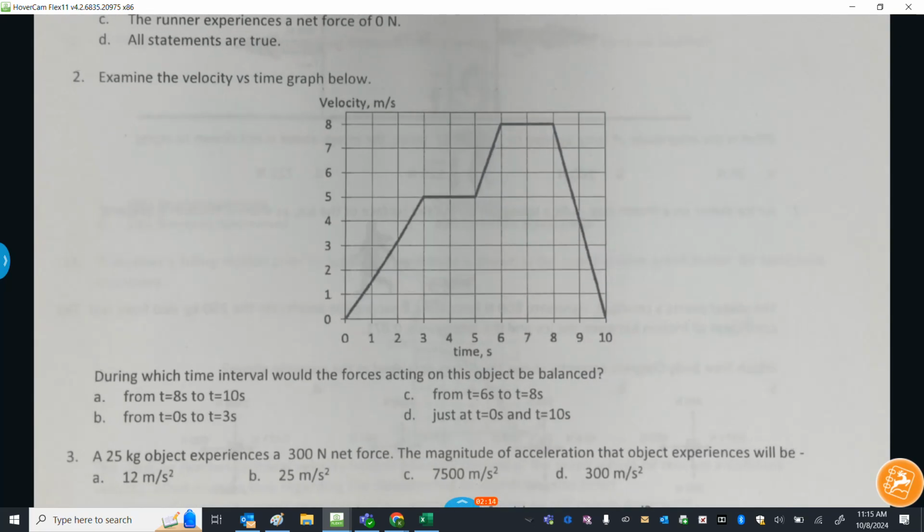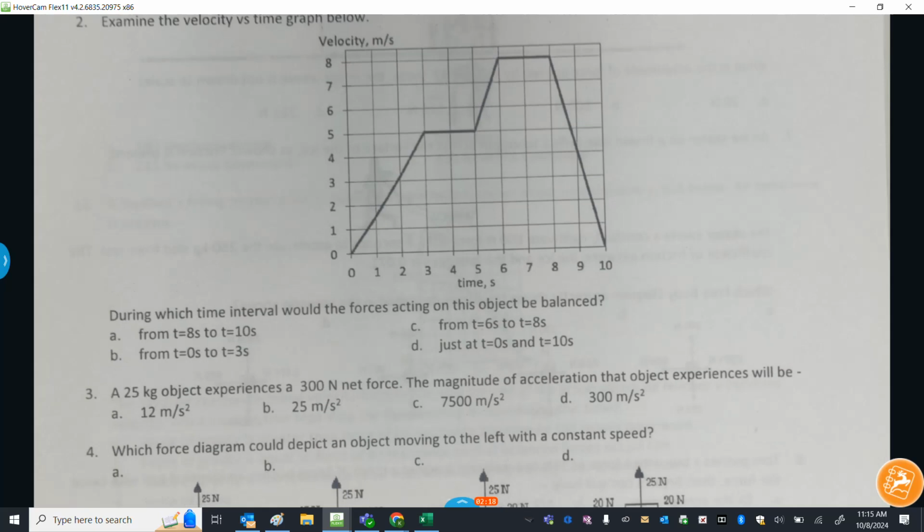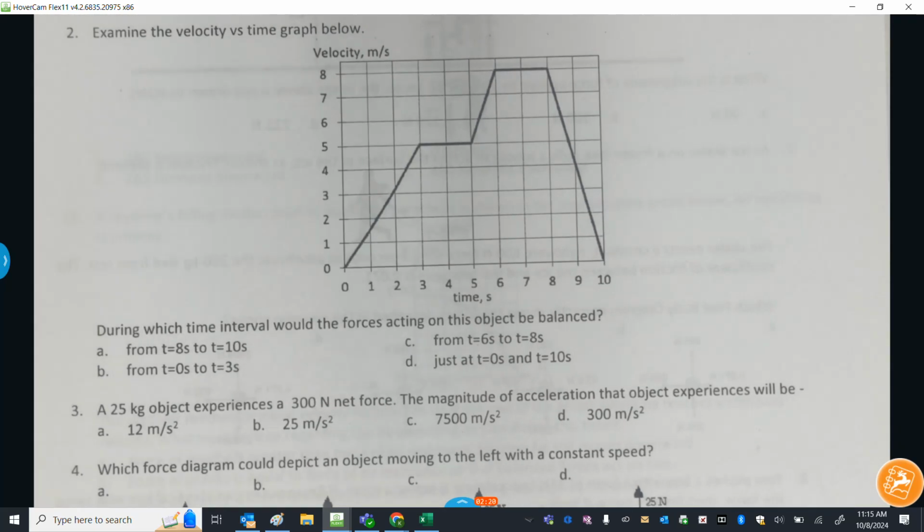Number 2 on Form A has this graph. So again, if you don't have Form A, you need to look for this graph on your paper, and it says examine the velocity versus time graph below. During which time interval would the forces acting on this object be balanced? You guys did really good on this one. Only 2 people missed it. So we're at 91%, which is higher than the campus of 85. So good job. All right.